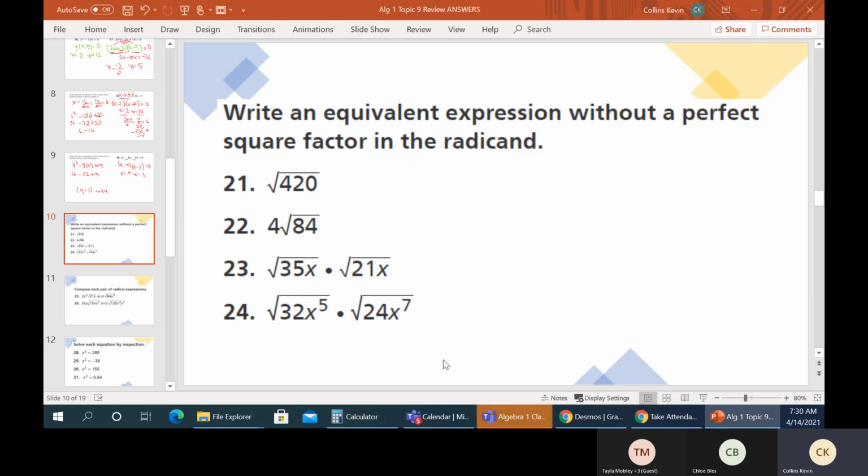So then what we do is we say, okay, we'll do the square root of 4 times the square root of 105. And we didn't find any more perfect squares that go in the 105, did we? So that just means we're going to take the square root of 4 and make it 2 times the square root of 105. Okay? So that's all we got for that one.